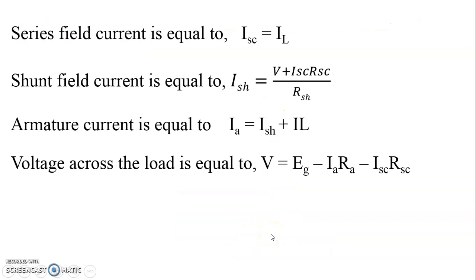Here the series field current Isc is equal to the load current. Shunt field current Ish is equal to the voltage plus Isc Rsc divided by Rsh. The armature current is Ia equal to Ish plus IL. Here the voltage across the load is equal to Eg minus Ia into Ra minus Isc into Rsc.